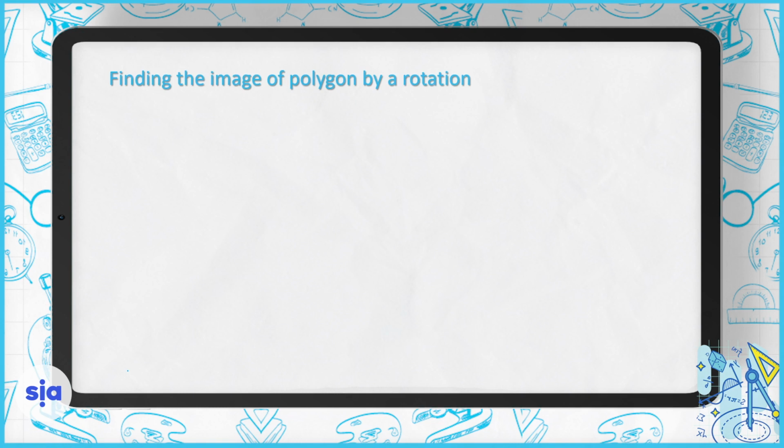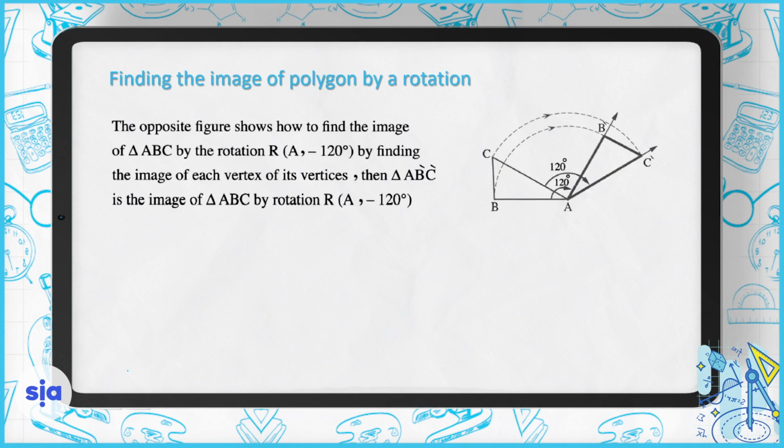Let's go to finding the image of a polygon by rotation. The opposite figure shows how to find the image of triangle ABC by the rotation R(A, -120°), by finding the image of each of its vertices. Then triangle A'B'C' is the image of triangle ABC by rotation R(A, -120°).